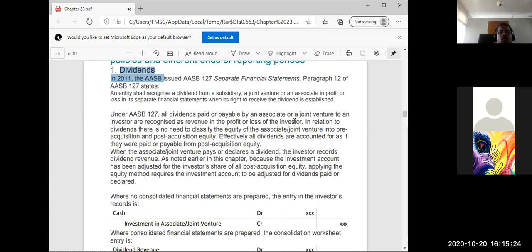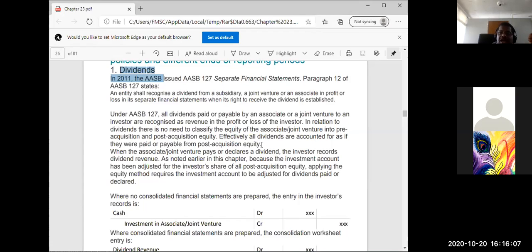You have to understand very clearly. All dividends paid and payable by a joint venture to an investor are recognized as revenue in the profit and loss of the investor. In relation to the dividend, there is no need to classify the equity of the associate or joint venture into acquisition and post-acquisition equity. So, unlike consolidated financial statements, we don't divide the dividend into pre-acquisition dividend and post-acquisition dividend. Effectively, all dividends are accounted for as if they were paid or payable from the post-acquisition equity. So whatever the dividends, we consider it as paid out of post-acquisition equity.